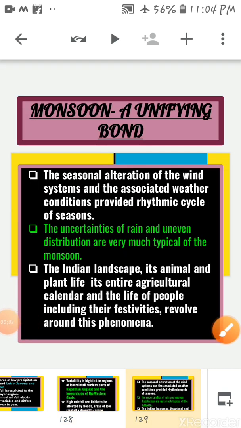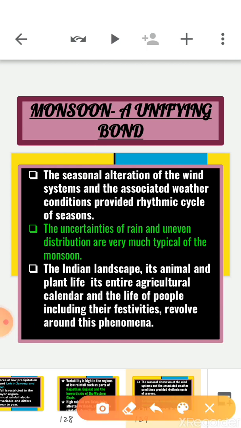Next topic is monsoon as a unifying bond. You have already known the way the Himalayas protect the subcontinent from extremely cold winds from Central Asia, right? Now this enables northern India to have uniformly higher temperatures when compared to other areas on the same latitudes. And similarly, the peninsular plateau, under the influence of sea from three sides, has moderate temperatures.